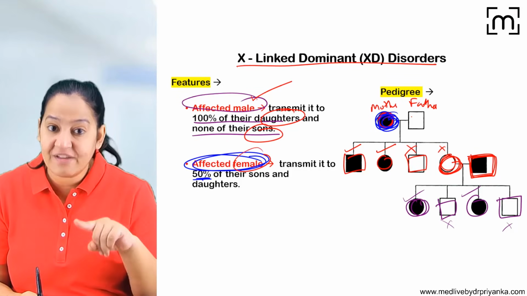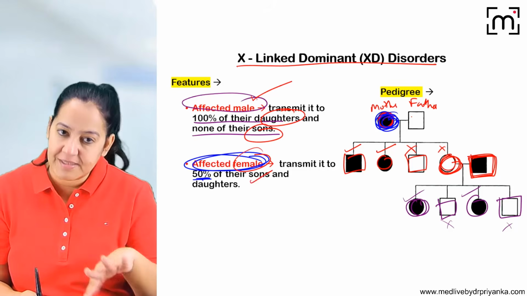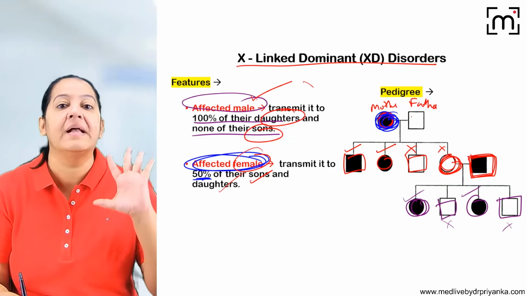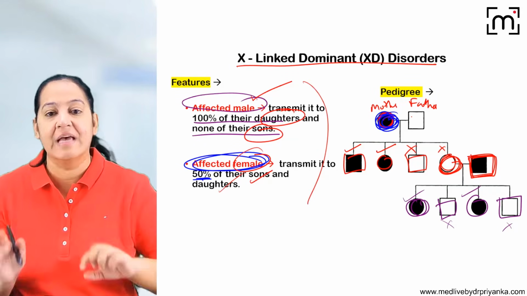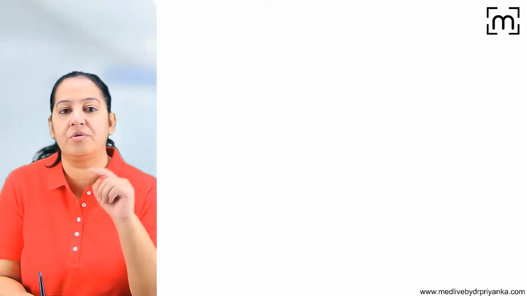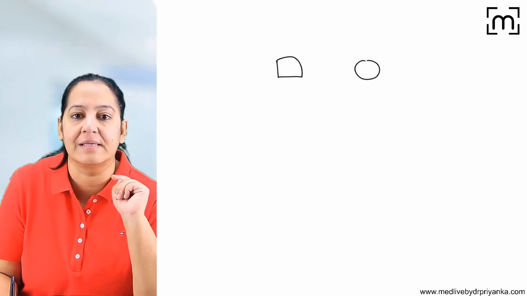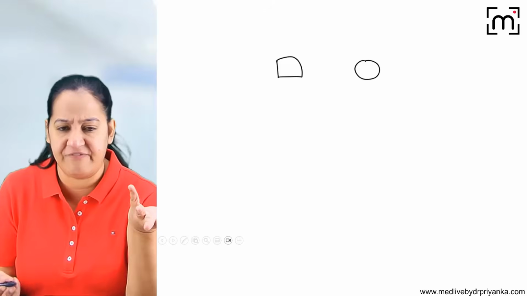But when the female is affected, she is transmitting the disease to 50% sons and 50% daughters. This is the summary. Learn the summary, write it in the features, and draw the pedigree. In the pedigree, you should be able to start like this. Affect one of them. It's your choice. You can affect any one of them.